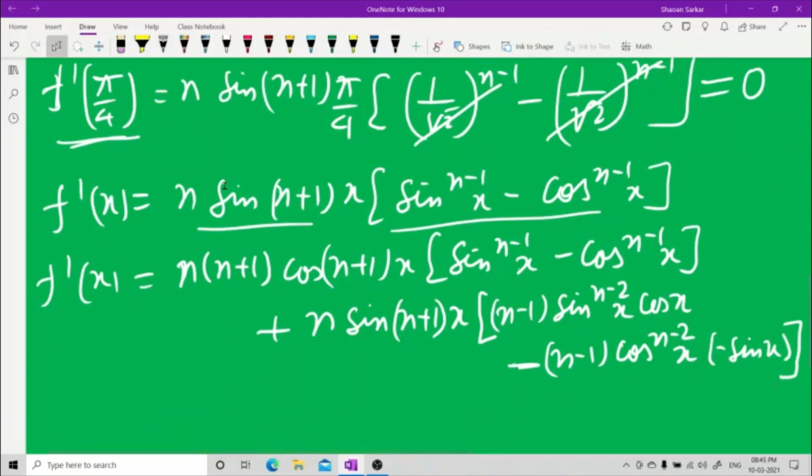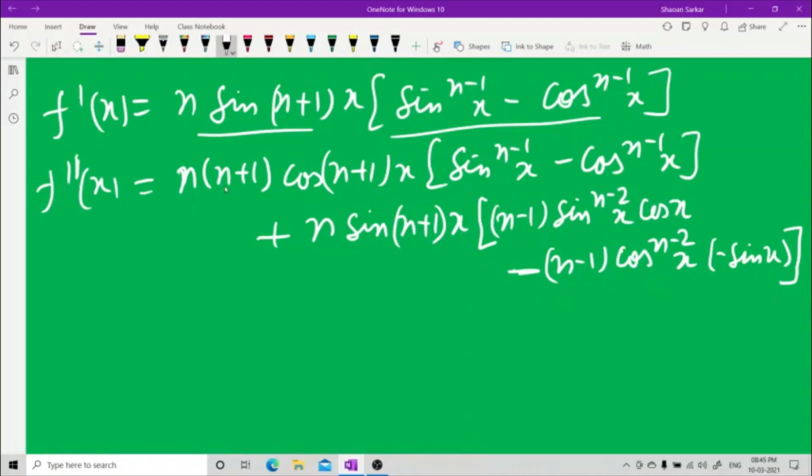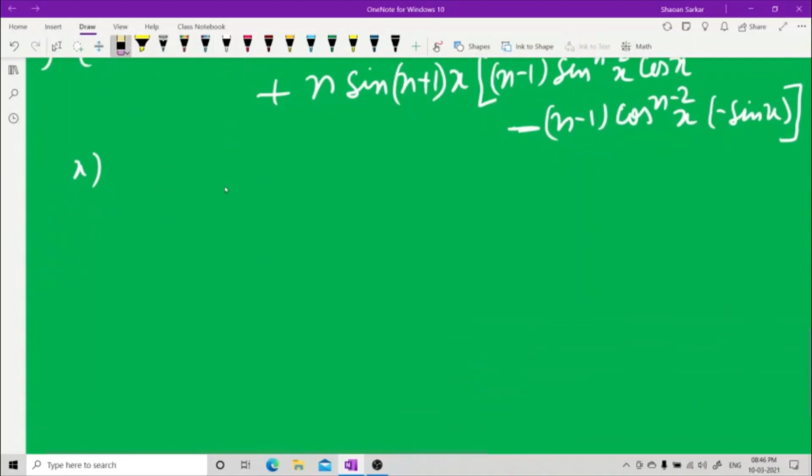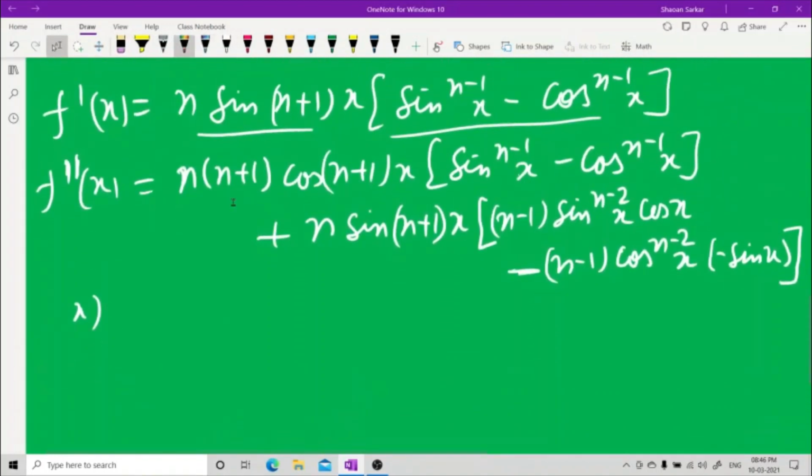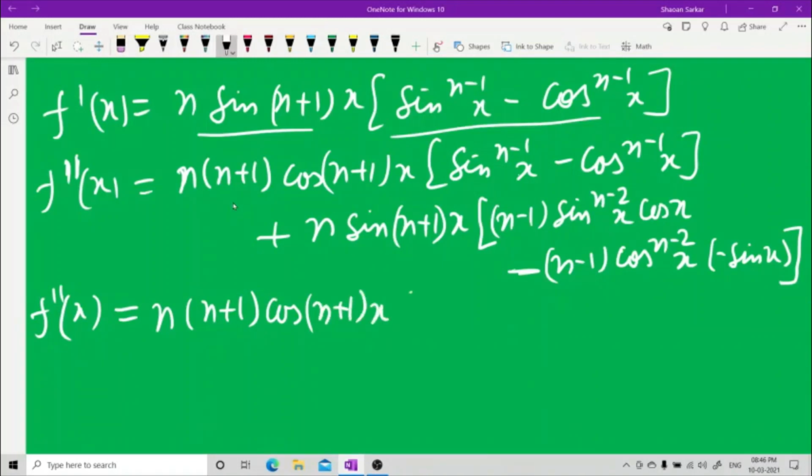Now open up the brackets. This is f double dash x. So f double dash x is equal to, from here we will write, n into n plus 1 cos((n plus 1)x), let this be clear, the bracket sin x whole power n minus 1 minus cos x whole power n minus 1.